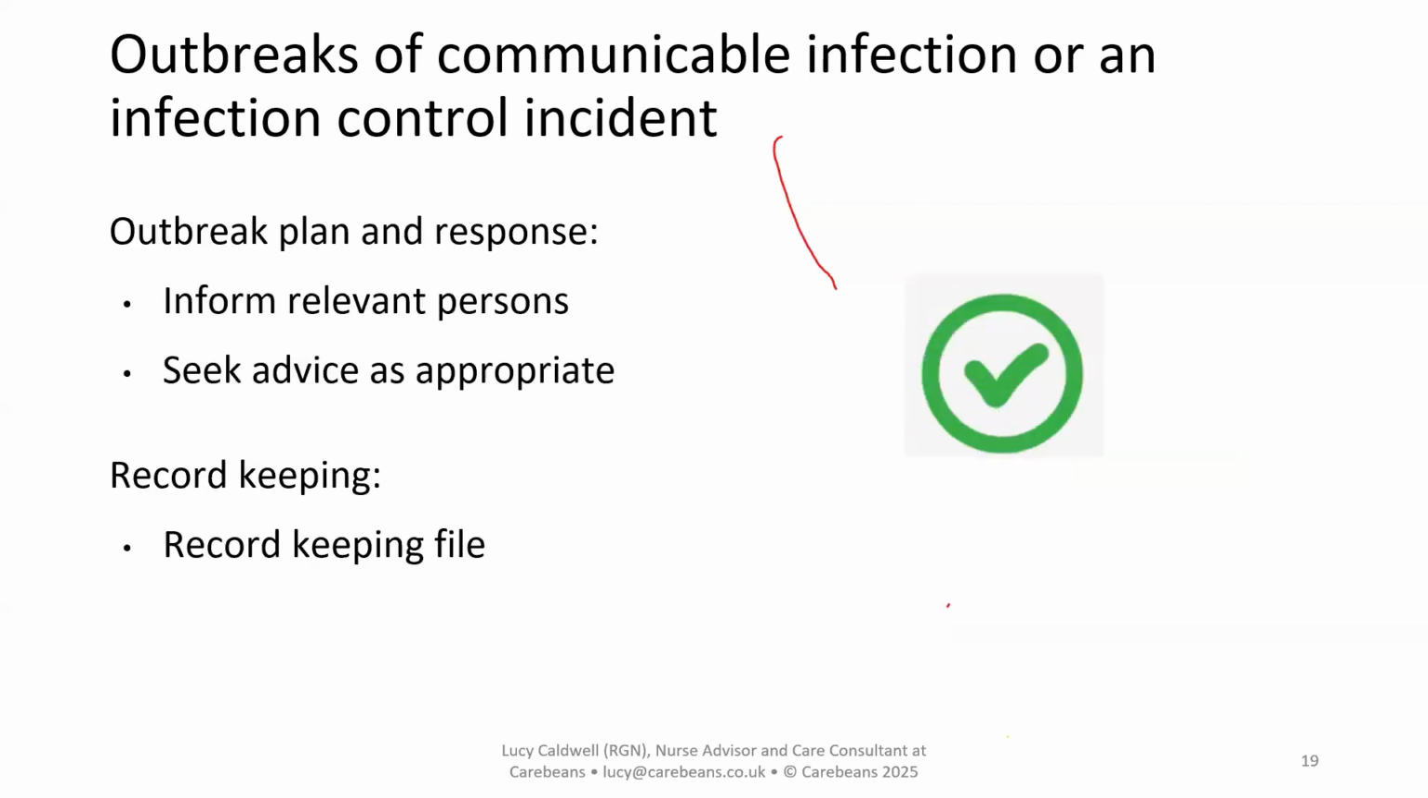So if there is an outbreak, there should be a plan and response in place. And again, you should have this in your infection control policies. So you should inform the relevant people, as we've just said. You should seek the appropriate advice.